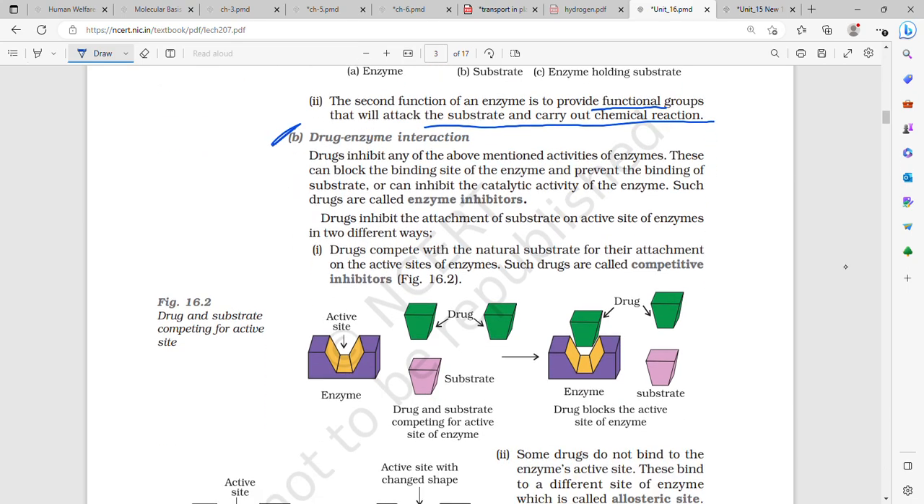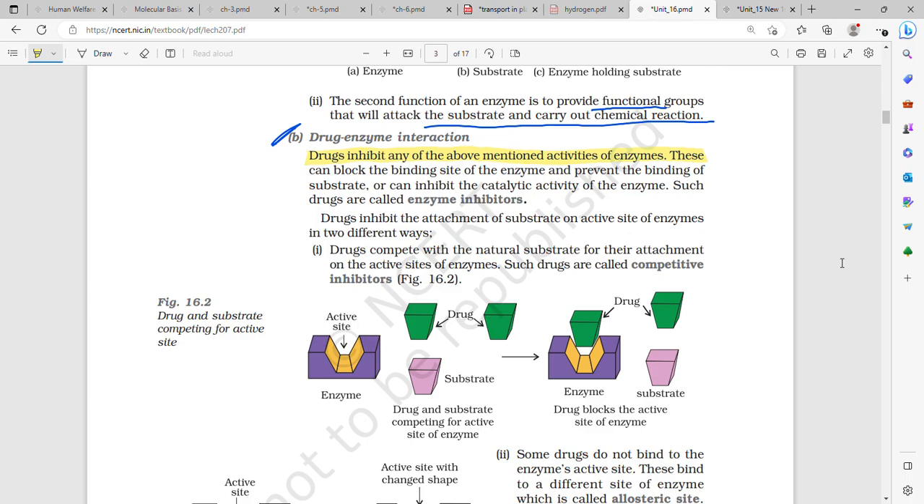Second comes the drug enzyme interaction. Drugs inhibit any of the above mentioned activities of enzymes. These can block the binding site of the enzyme and prevent the binding of substrate. So what happens when drugs come into place? Drugs inhibit any of the above mentioned activities of enzymes, that is the attachment of substrate to the active site of the enzyme, as well as the carrying out of the reaction. All of these can be inhibited by drugs.